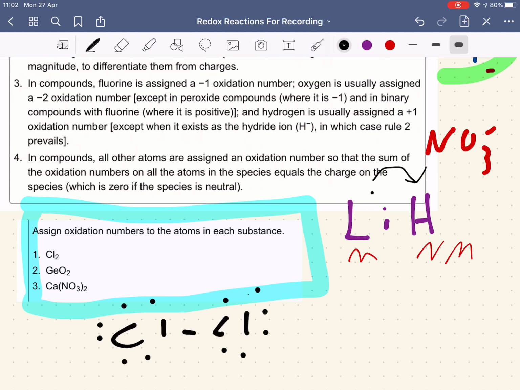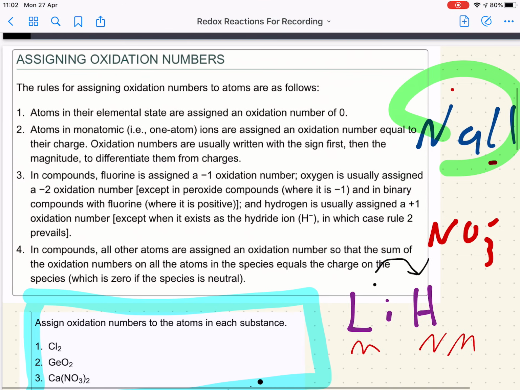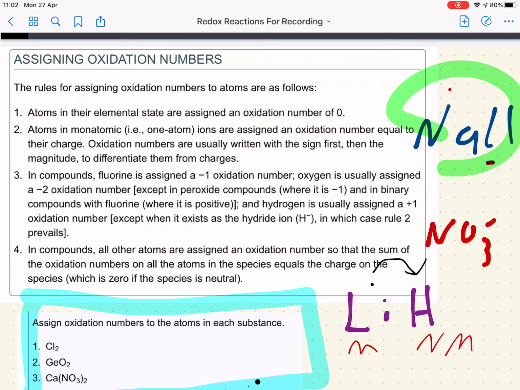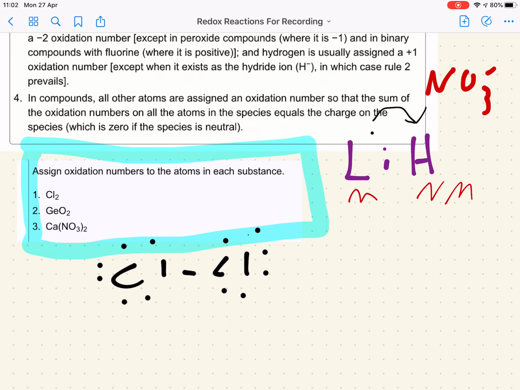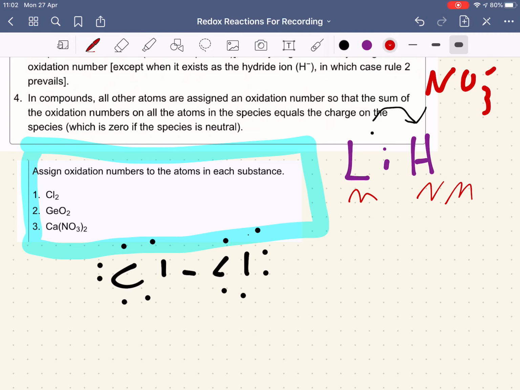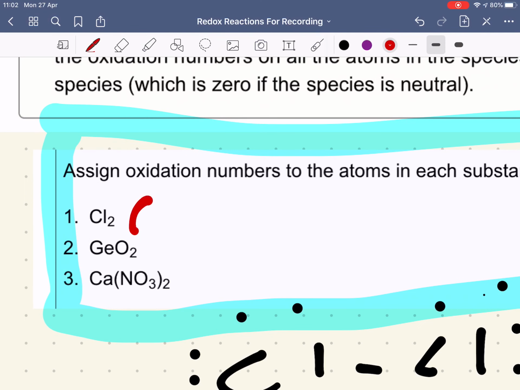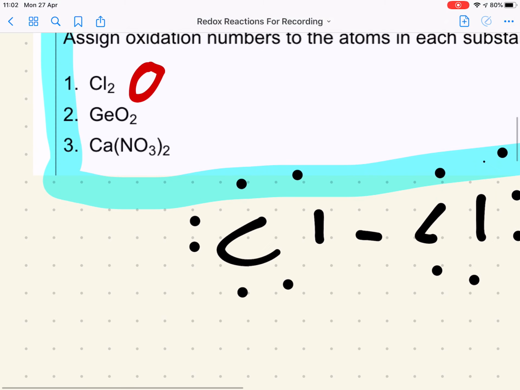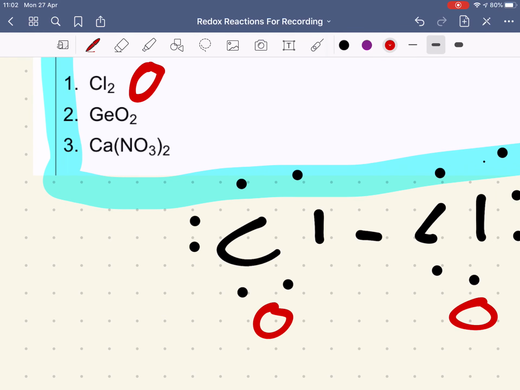These guys are going to be using rule 1 to identify the oxidation number. These are atoms in their elemental state, and they are assigned an oxidation number of 0. It's because there's no electrons moving around. So for this one, it's just going to be 0. Both chlorines get a 0. This is not about the chlorine molecule, it's about the 2 chlorines that are present. So maybe more accurately, I'd put a 0 here and a 0 here.